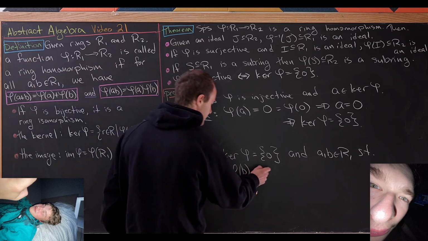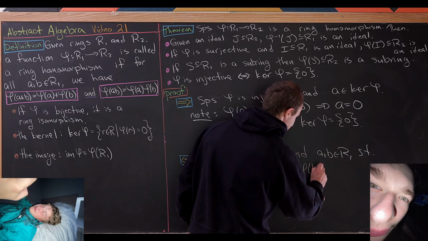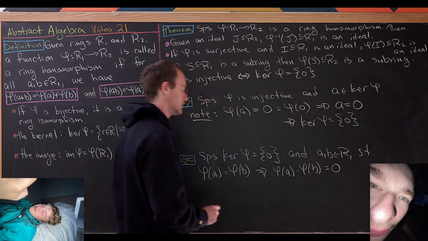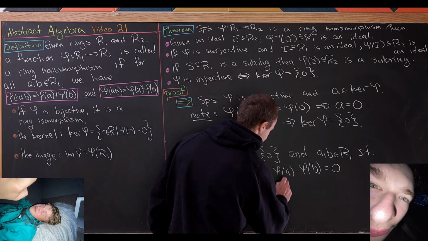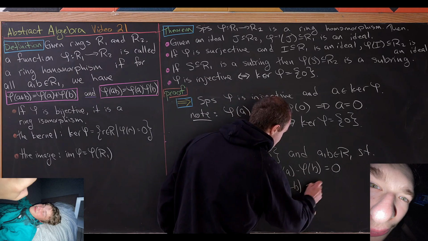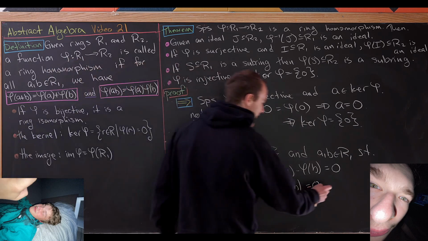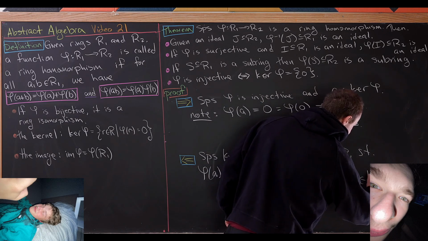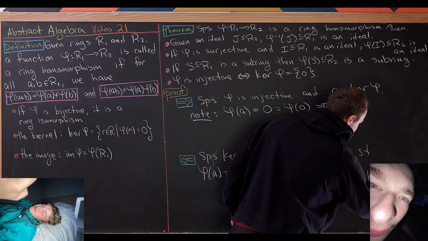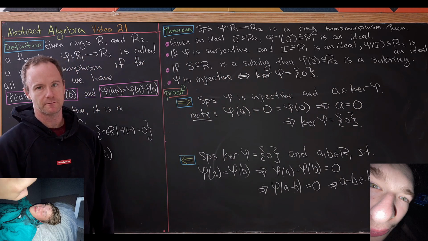Okay, but if phi of A equals phi of B, that tells us that phi of A minus phi of B is equal to 0. But then since we have a ring homomorphism, that tells us that phi of A minus B equals 0. But that's exactly what it takes for A minus B to be in the kernel. So we have A minus B is inside of the kernel of phi, but the kernel of phi was a singleton. It was only 0.